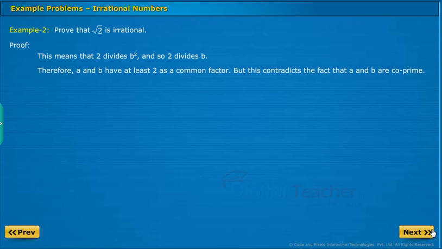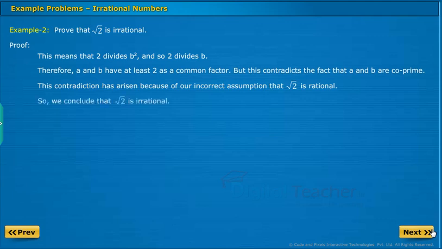But this contradicts the fact that a and b are co-prime. This contradiction has arisen because of our incorrect assumption that root 2 is rational. So, we conclude that root 2 is irrational.